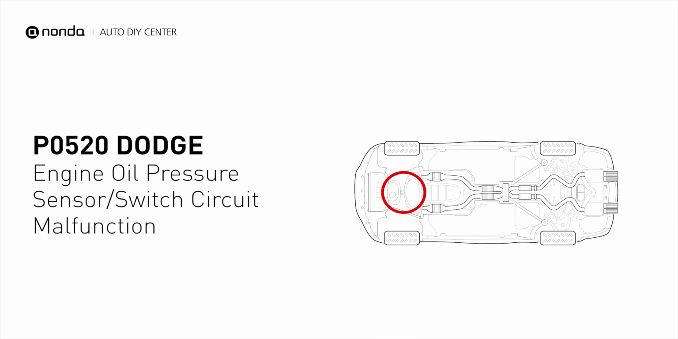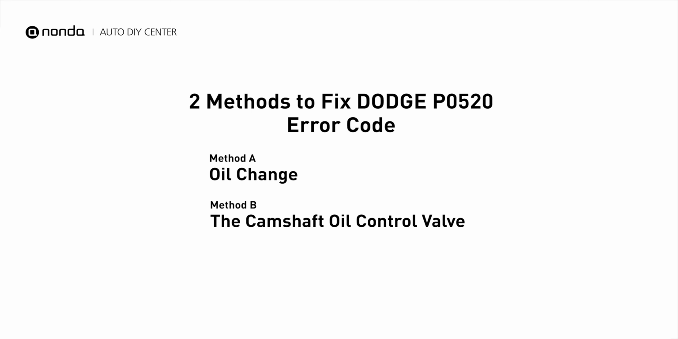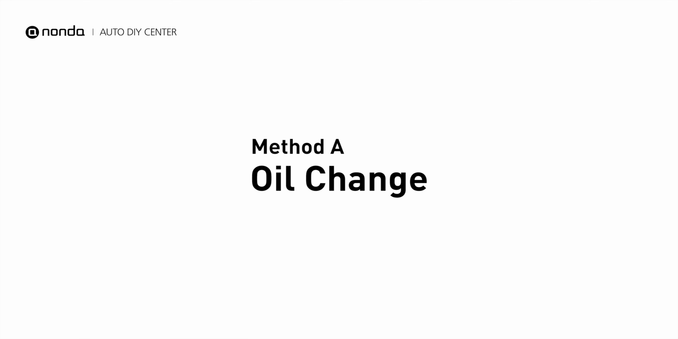It indicates that the engine computer reads a signal from the sensor that is either too high or too low in relation to the manufacturer's parameters. Here are 2 of the most practical solutions to fix Dodge's P0520 error code. Method A, oil change.